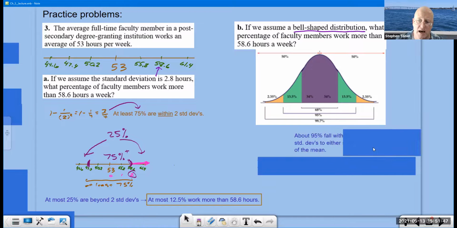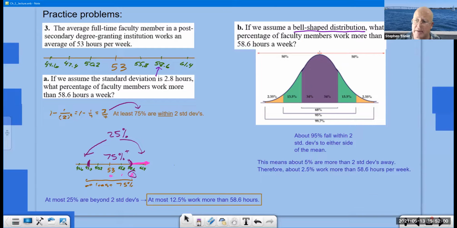This one says, we know with a bell curve with 2 standard deviations, that's about 95%. So 95% is in the middle, and that means there's 5% left over for the 2 tails on the left and the right. So one of those tails is going to be 2.5%, and that's why 2.5% is my answer on that problem. So a little bit different using the same exact logic.